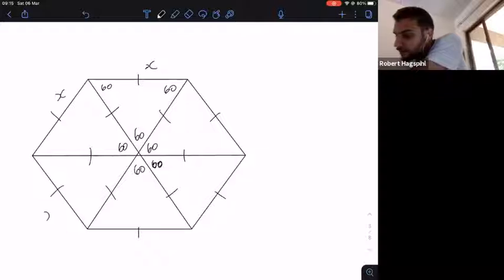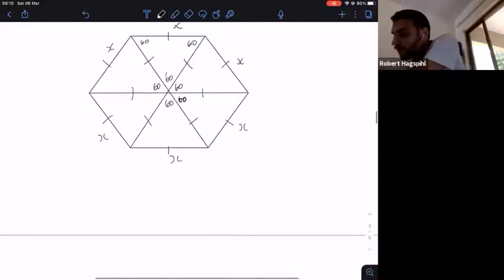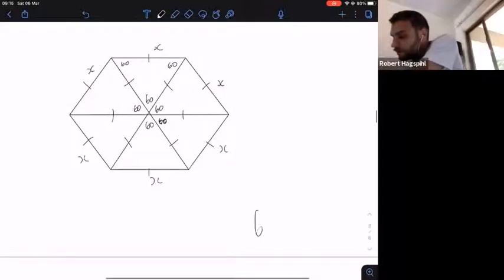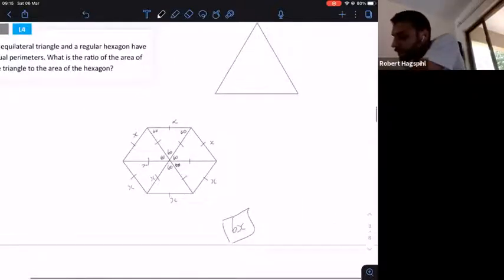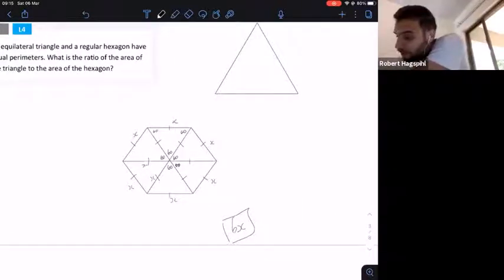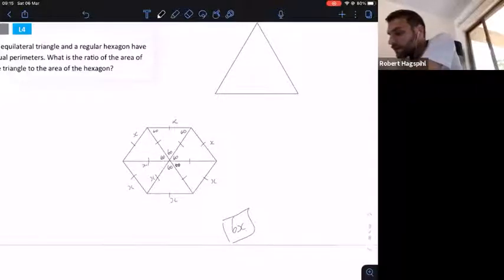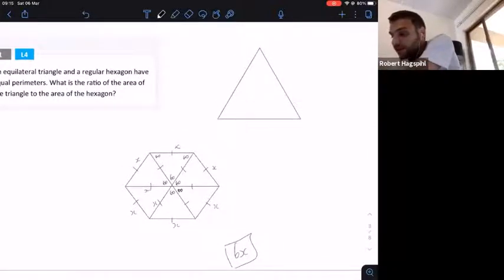sides. And so I know that the perimeter of this guy is equal to 6x. Okay, and all of these triangles are x by x. If the perimeter of the hexagon is equal to 6x, the perimeter of the equilateral triangle must be equal to 6x, and so this must be 2x, 2x, and 2x.